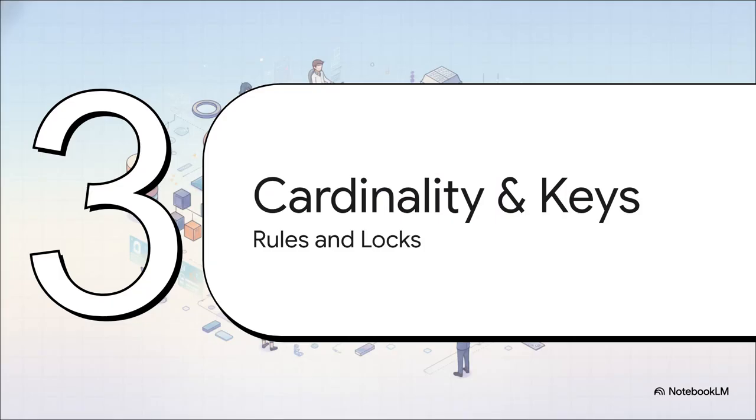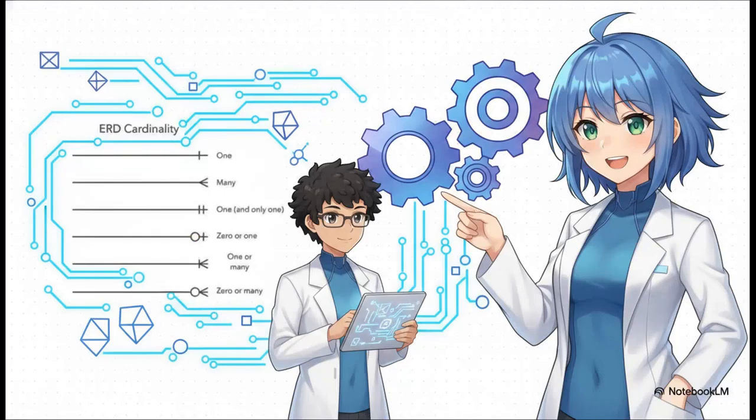And finally, Section 4, cardinality and primary keys, the rules and the locks. So cardinality might sound like some heavy industry jargon, but it simply defines the absolute minimum and maximum number of interactions using specific line notations. Those little crow's feet and circles you see on the lines, they dictate strict rules like zero or many, or one and only one.